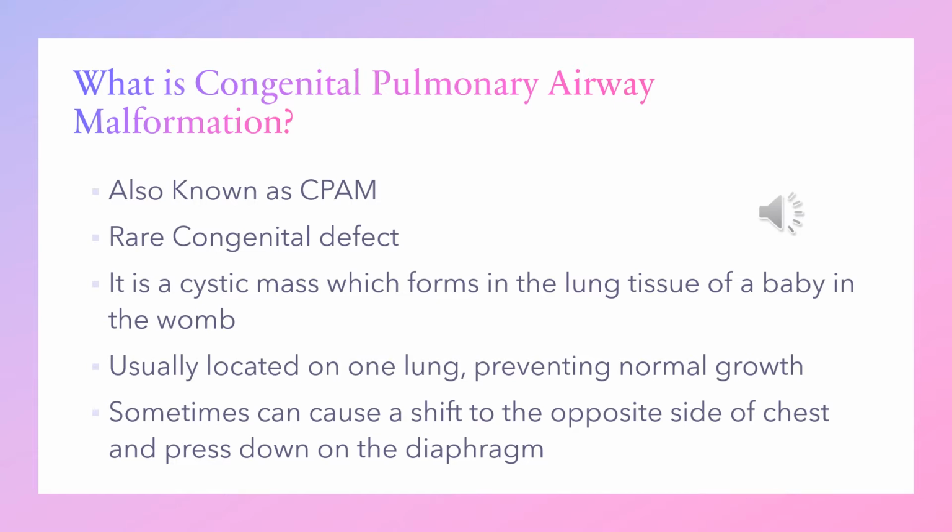It is a cystic mass which forms in the lung tissue of a baby in the womb, usually located on one lung, and it prevents normal growth of that lung. It also can sometimes cause a shift to the opposite side of the chest and press down on the diaphragm.